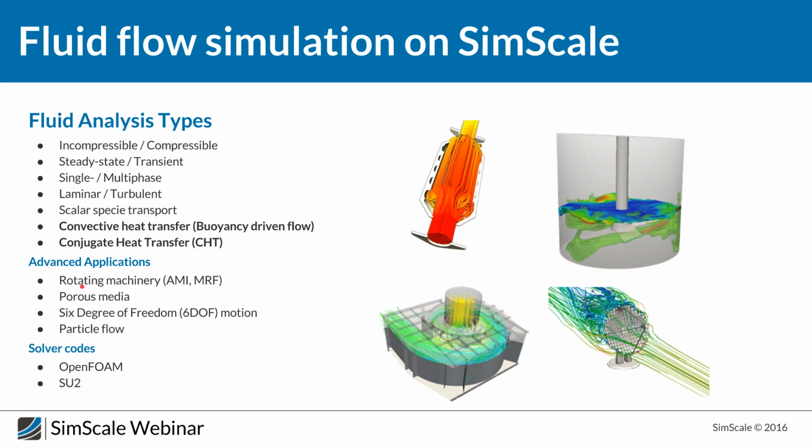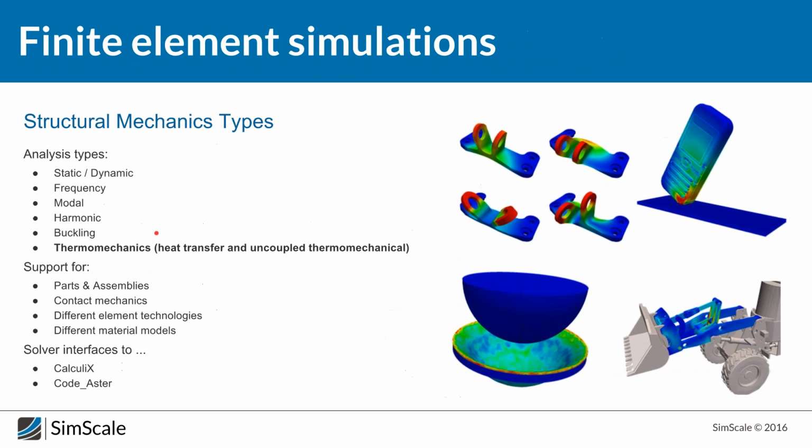Okay. So in advanced applications, you can do rotating machinery via AMI and MRF. You can also simulate porous media. You can also do six degrees of freedom motion, and you can also perform particle flow. The solver codes which we are using are open source: one is OpenFOAM, and the second is SU2, in the case of the fluid flow simulations.